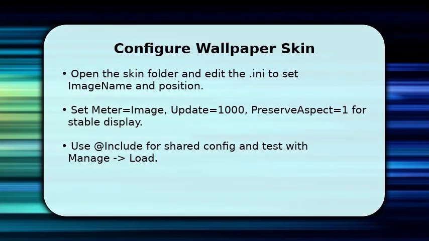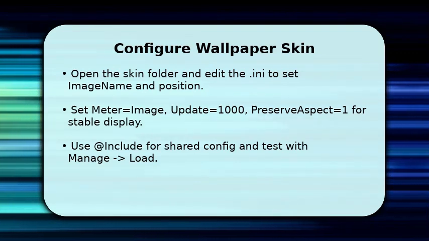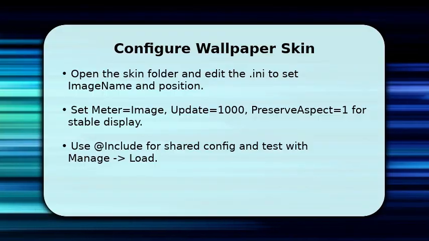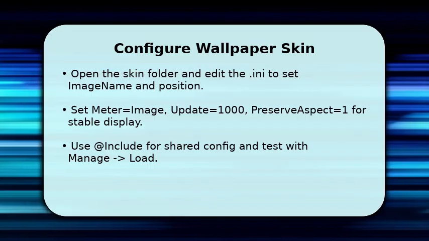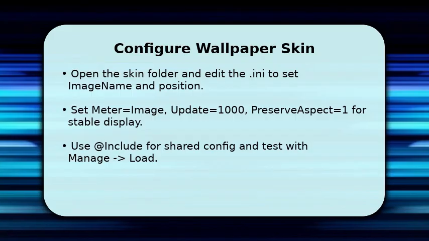Next, you configure the skin's INI to act as a live wallpaper. Open the skin folder and edit the INI. Set meter equals image, point image name to the asset, and use preserve aspect equals 1 so images scale correctly. Also set update or dynamic variables if the wallpaper is animated. For example, update equals 1000 for 1 second redraws. Once you finish edits, go to Rainmeter Manager. Hit refresh and load the skin.